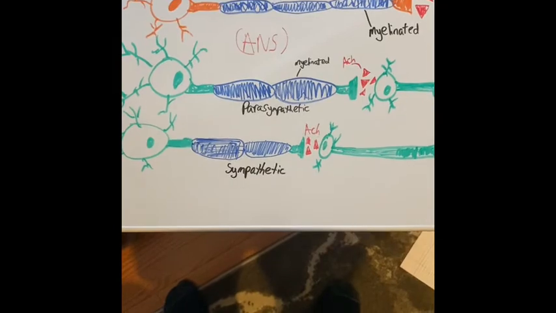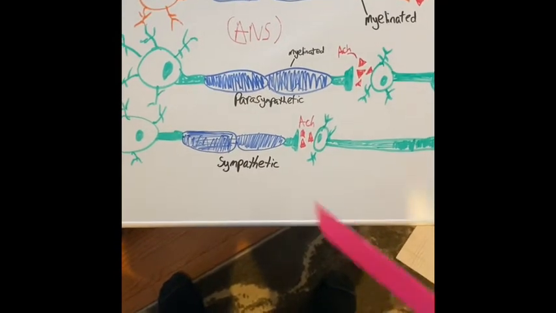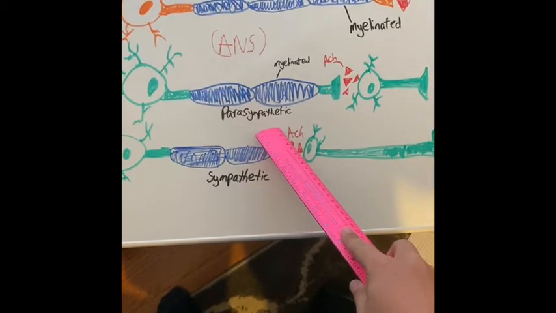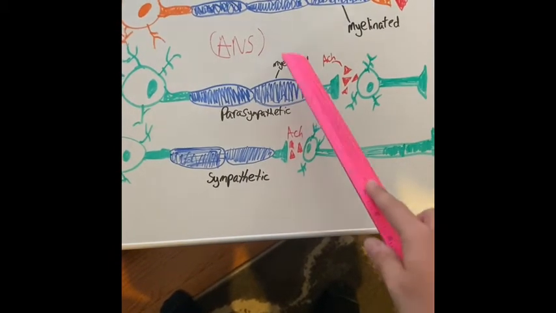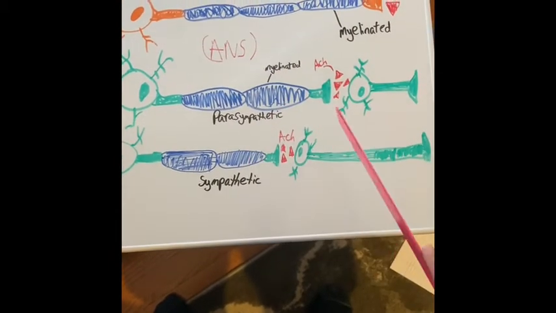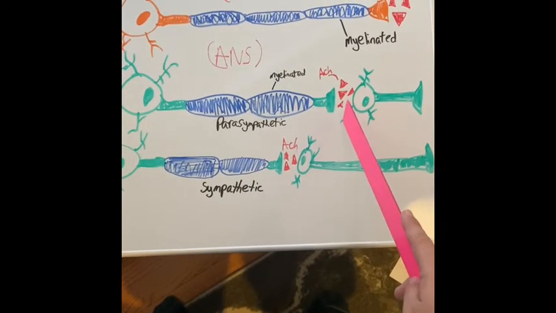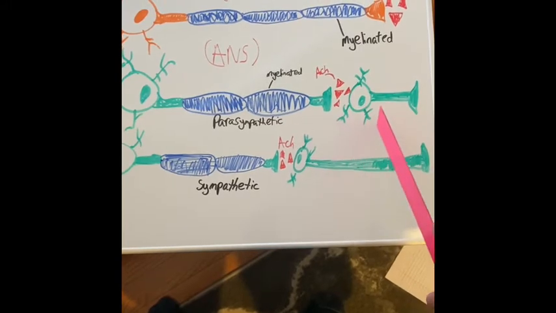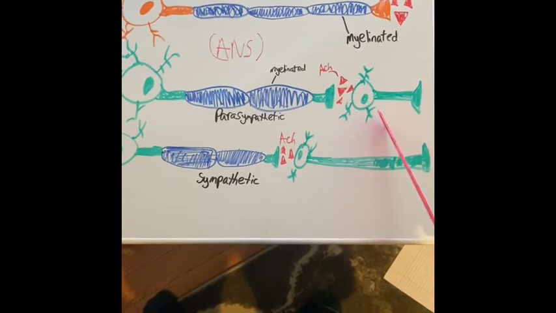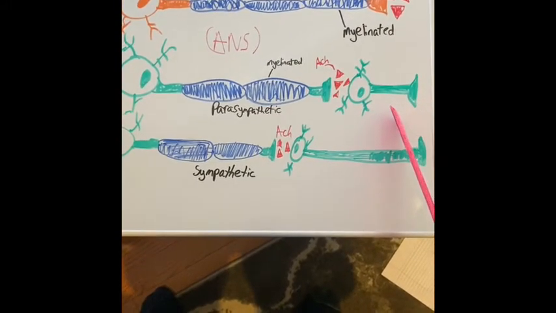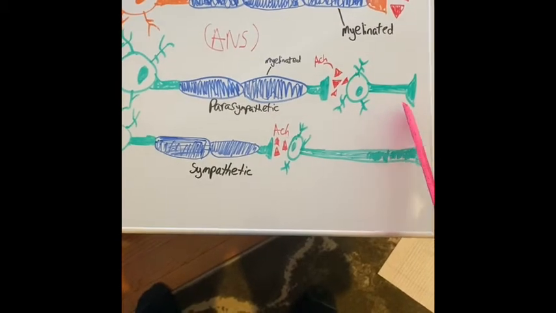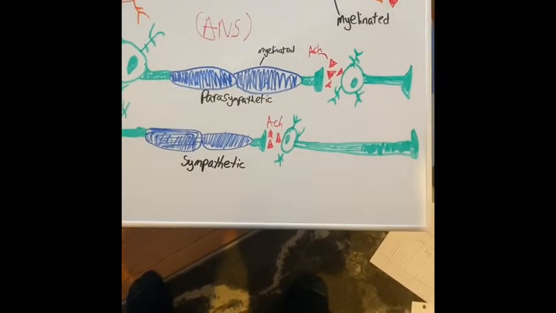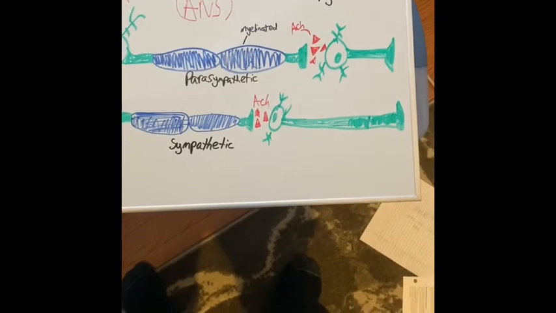Now onto the parasympathetic division. We have a long preganglionic axon chain that's myelinated. It goes all the way down to the synapse, in which it then releases ACH, or acetylcholine. And it has a very short non-myelinated chain at the end of the postganglionic synapse here. And the terminal synapse, which obviously is connecting to the visceral organ that it wants.